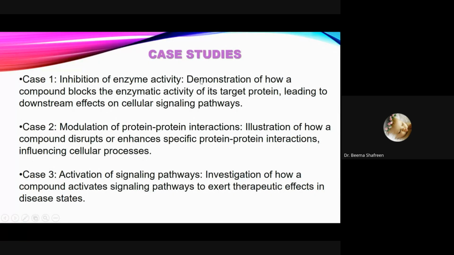So inhibition of an enzyme activity is the first case, and the second case is modulation of protein-protein interaction. Modulation of protein-protein interaction is where a compound can either disrupt or enhance specific protein interactions, influencing their cellular processes. The process can be either inhibited or enhanced. In case 3, the activation of the signaling pathway includes how the compound activates the particular signaling pathway to exert therapeutic effects in the disease state. So this can also be studied.